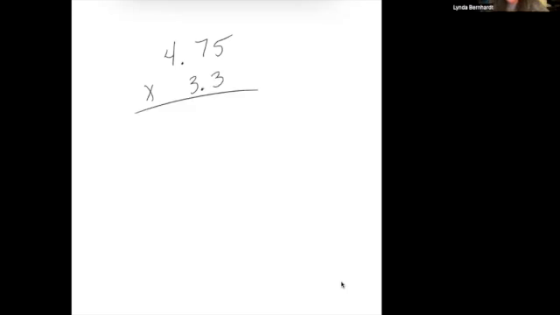Remember this? All right, so we are going to do the 3 times 5, 3 times 7, and then the 3 times 4. So 3 times 5 is 15, carry the 1. 3 times 7 is 21 plus 1. So that is 22, carry that 2. And then 3 times 4 is 12 plus 2. So that would be 14.